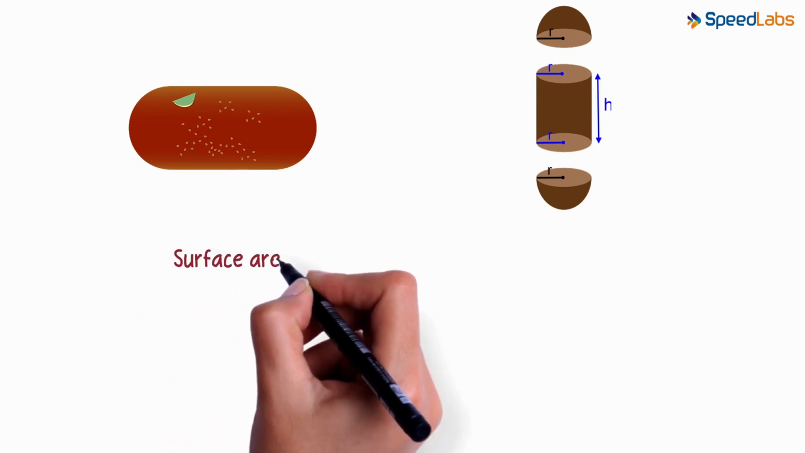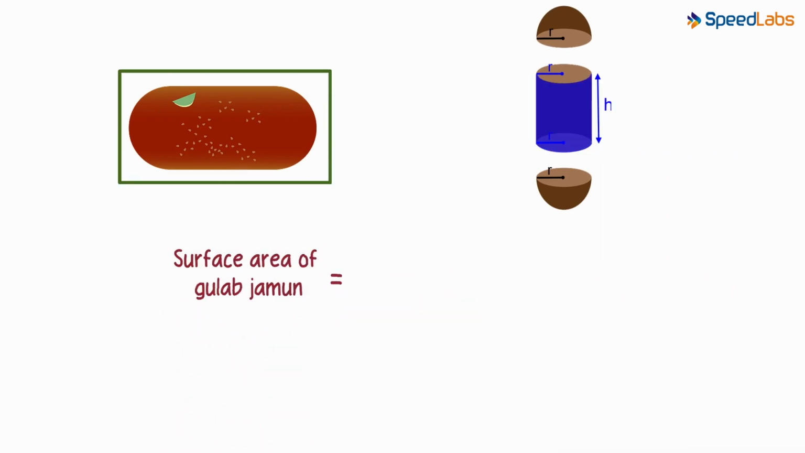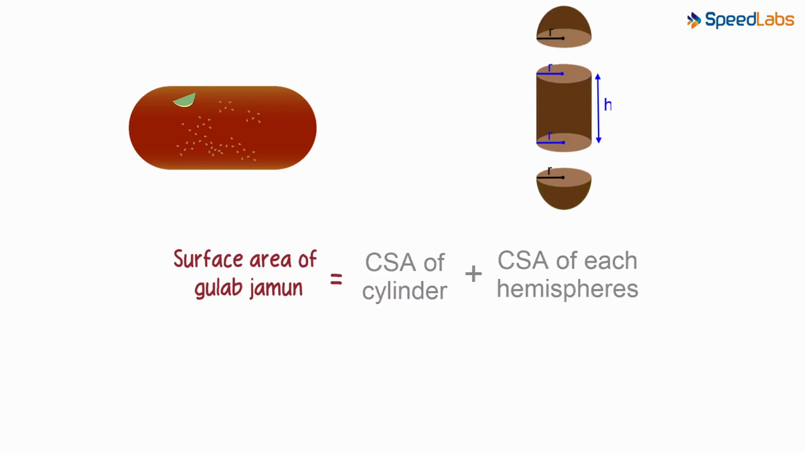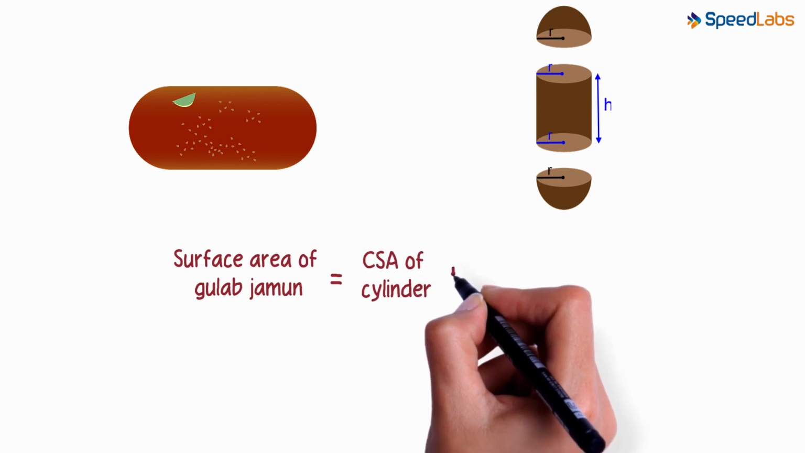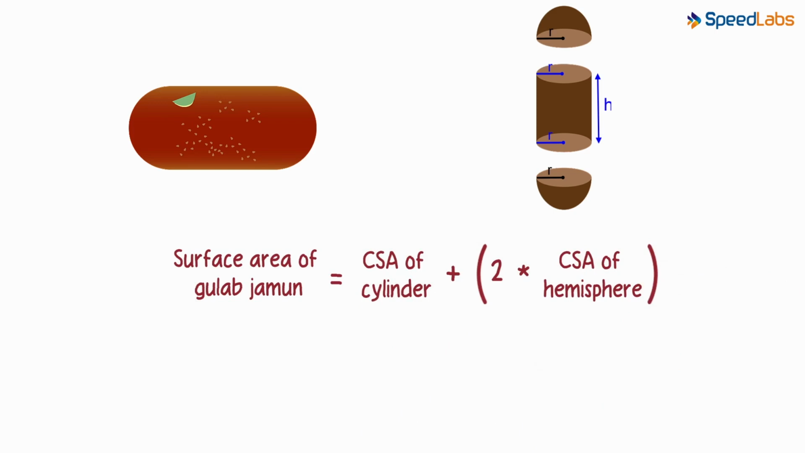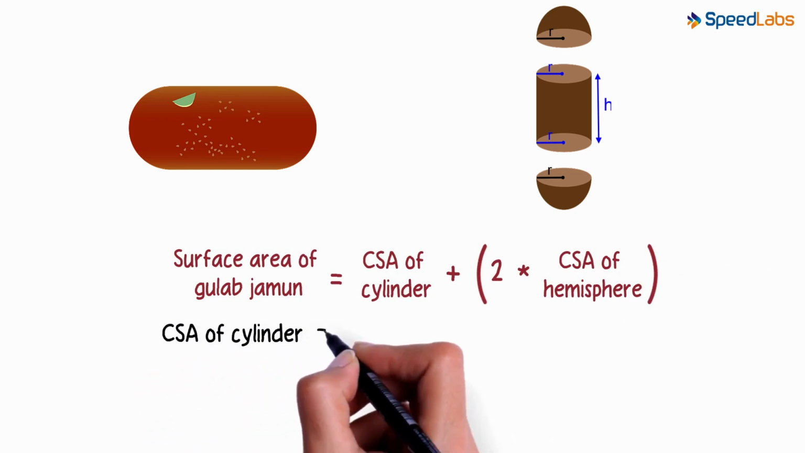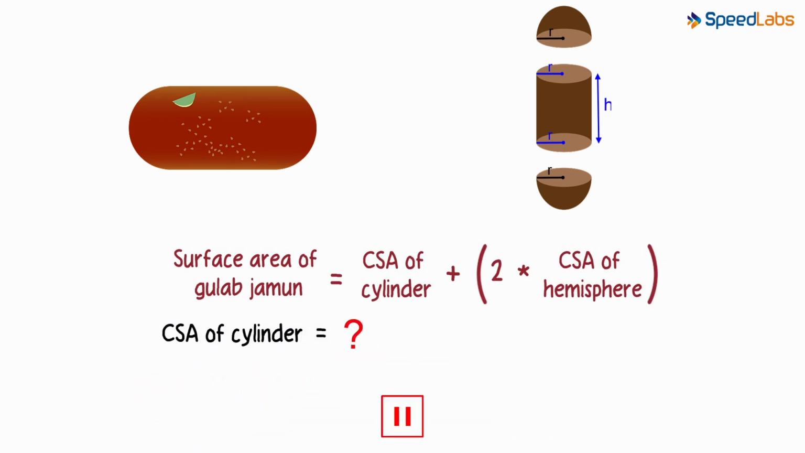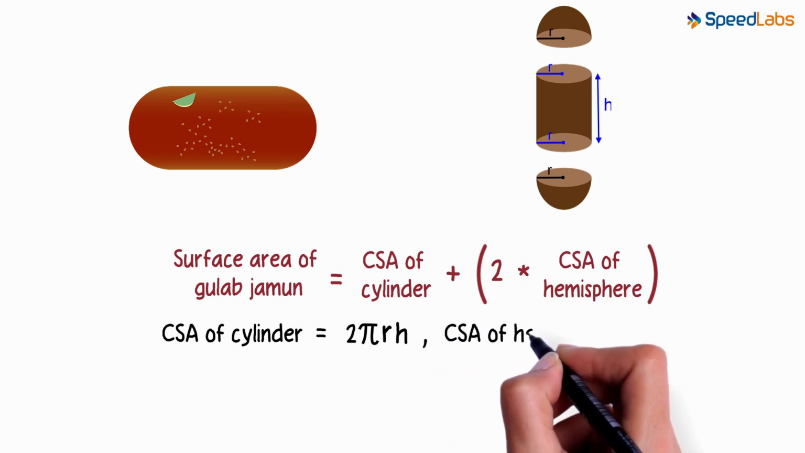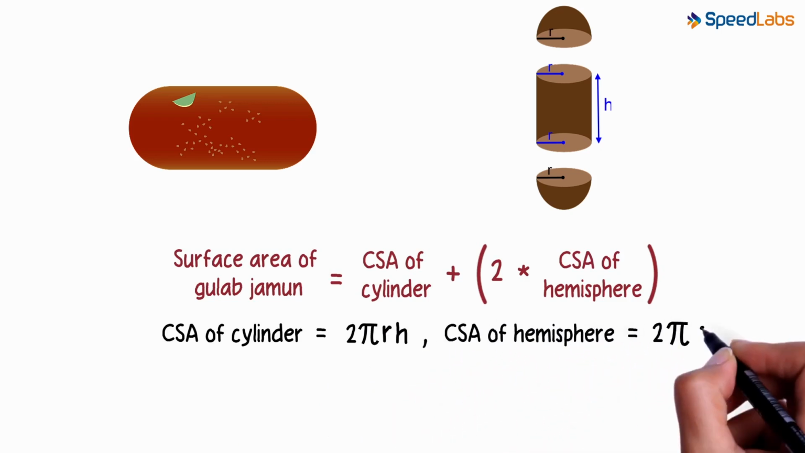So the surface area of our Gulab Jamun will be equal to the curved surface area of the cylinder plus the curved surface area of each of the hemispheres. Since both hemispheres are identical, this area will be the curved surface area of the cylinder plus 2 times the curved surface area of any one hemisphere. What is the curved surface area of a cylinder? It is 2 pi r h. What about the curved surface of a hemisphere? It is 2 pi r squared.